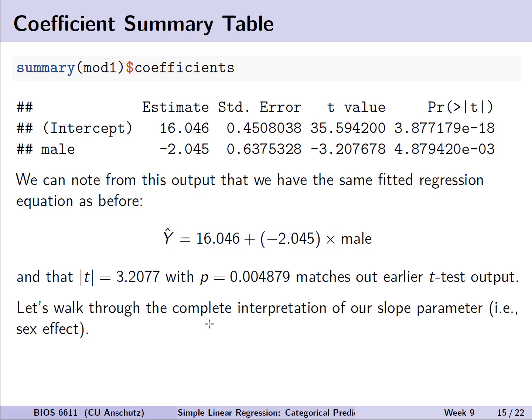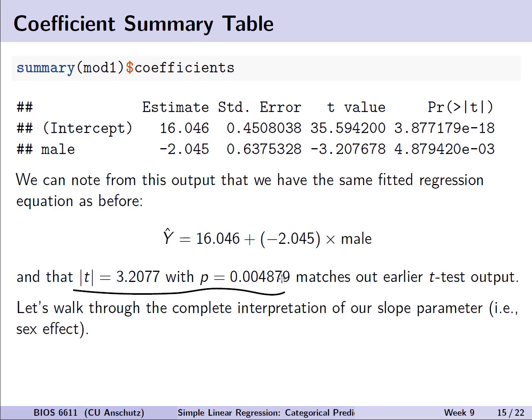A few things to note here. 16.046 is that estimated 2-mile time for females, and beta 1 is that difference for males relative to females. We can also note that the absolute value of t here equals 3.2077, and the p-value we have matches the earlier t-test output that assumed equal variances.